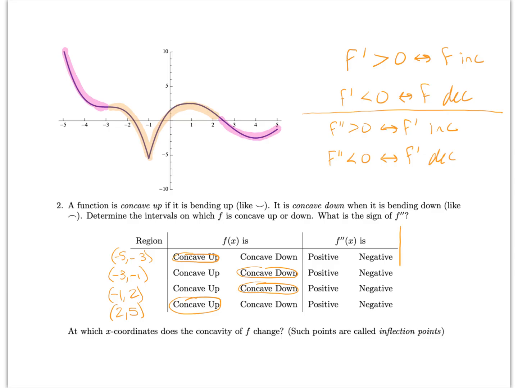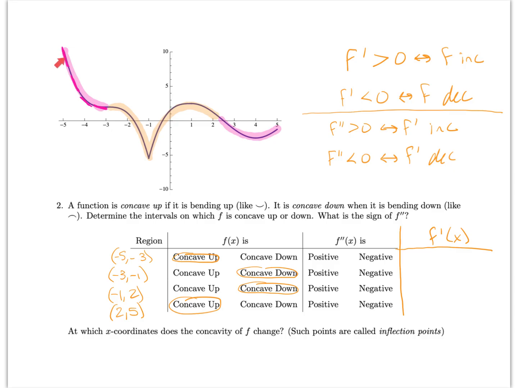So it might be helpful if I add a little column here where I talk about f prime and state whether it's increasing or decreasing. So on -5 to -3, this first pink region here, this graph is concave up, and let's look at what's happening to its tangent lines. If I draw some tangent lines, they're all negative, right? But I'm not really interested in the sign, positive or negative, but whether they are increasing or decreasing.